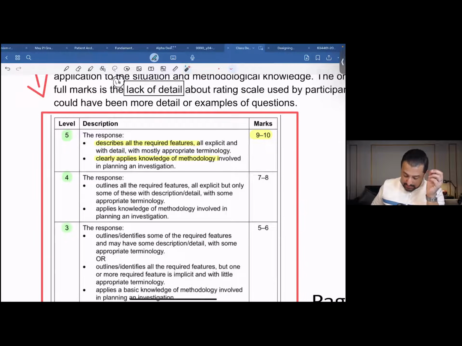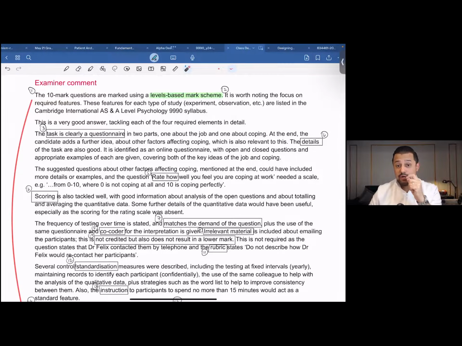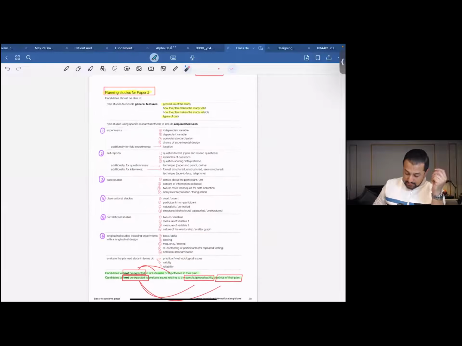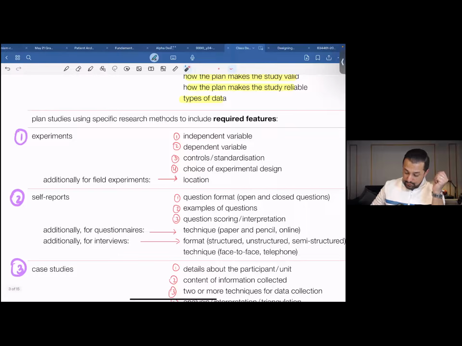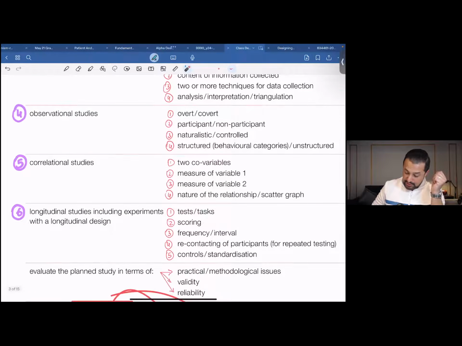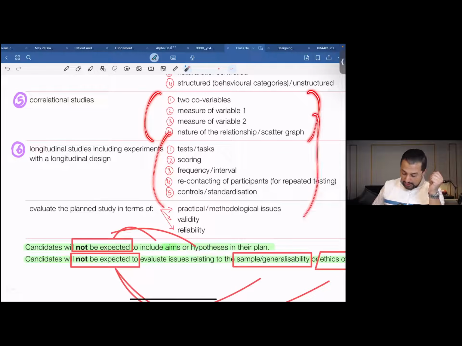Taking this ahead, the examiner comments over here read: the 10 mark questions are marked using a level-based mark scheme. It is worth noting the focus on required features. Now, what sort of required features are we talking about? These were the required features that I'd shown you: required features for an experiment, for a self-report measure, for a case study, for an observational study, for a correlational study, and a longitudinal study.